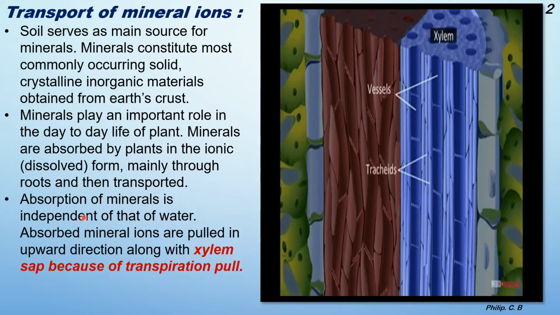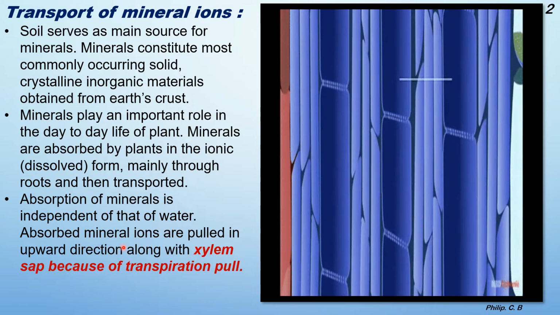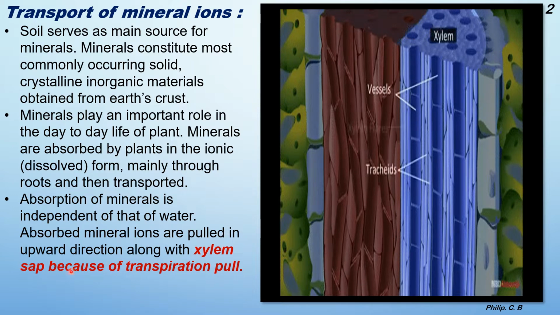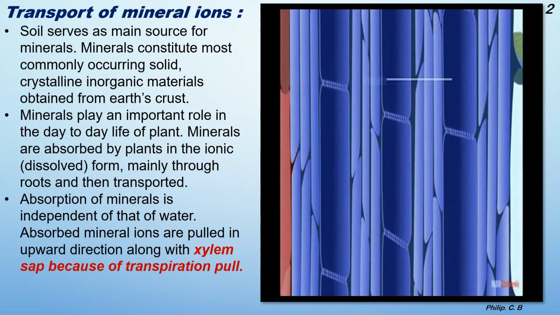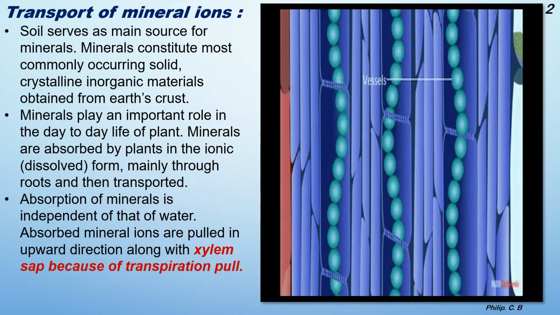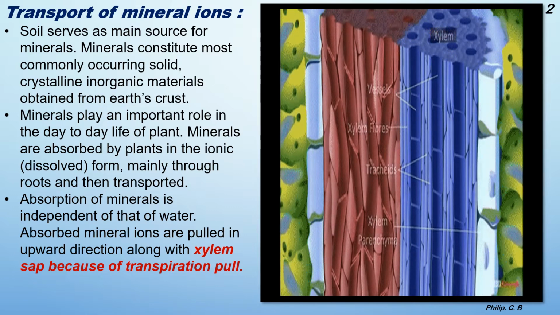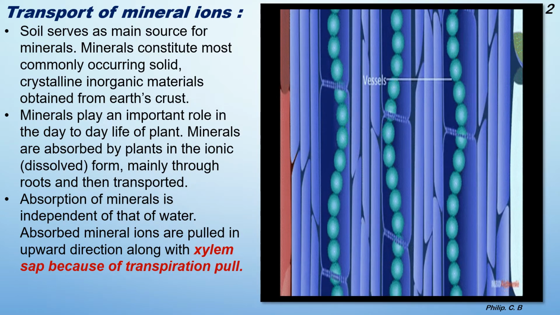Moving further, absorption of minerals is independent of that of water. Absorbed mineral ions are pulled in upward direction along with xylem sap because of transpirational pull. So this absorption of minerals does not depend on water molecules, but they are pulled along with the water in the upward direction through xylem sap, because of the transpirational pull.